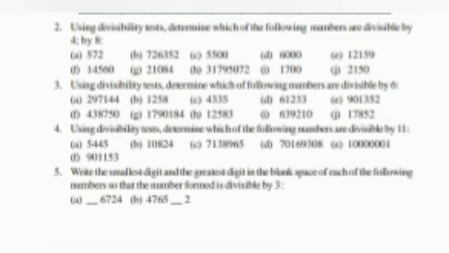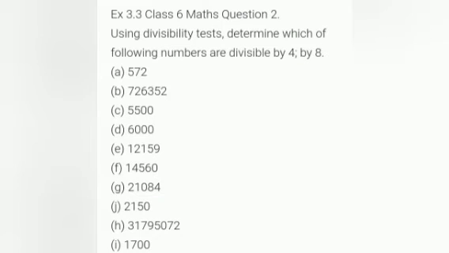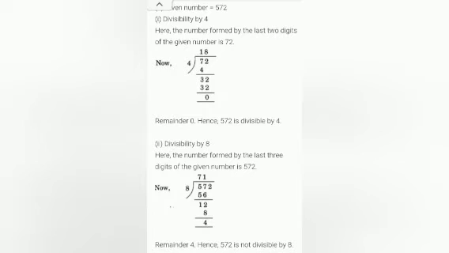See question 2. Using the divisibility test, we have to determine which of the following numbers are divisible by 4 and 8. Meaning, whatever questions are given, we have to verify whether that number is divisible by 4 and divisible by 8. For that we should know the divisibility tests of 4 and 8. Using that we can easily solve it. See the first question, that is 572.